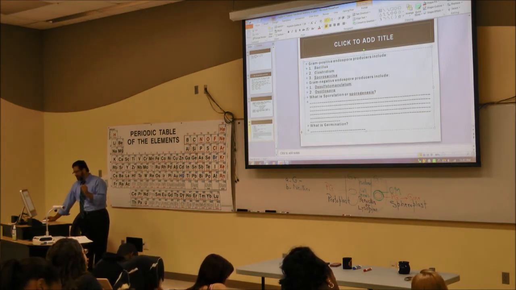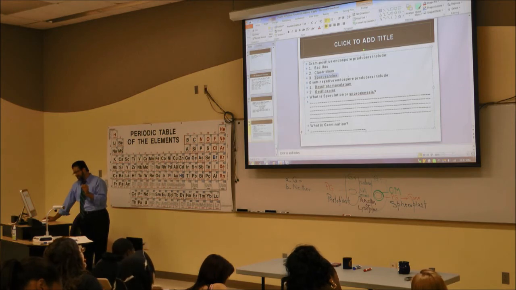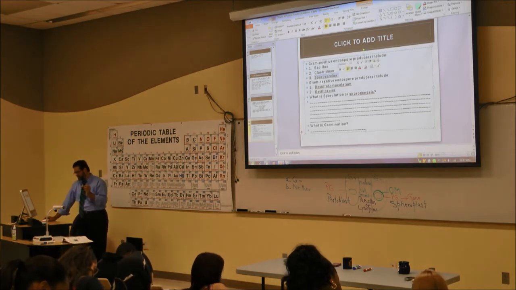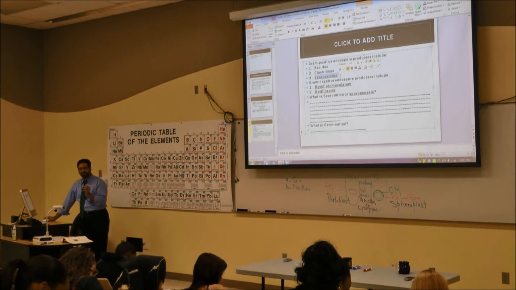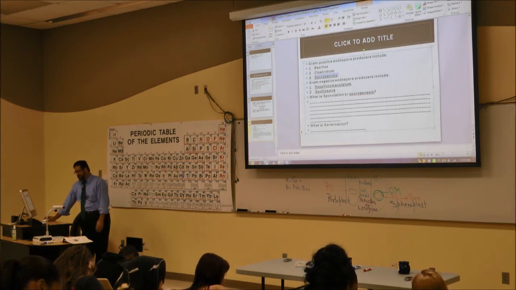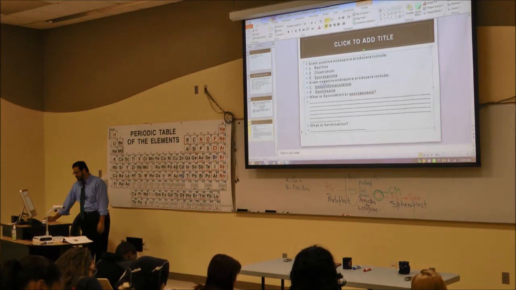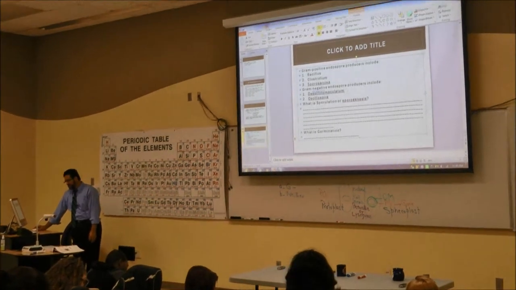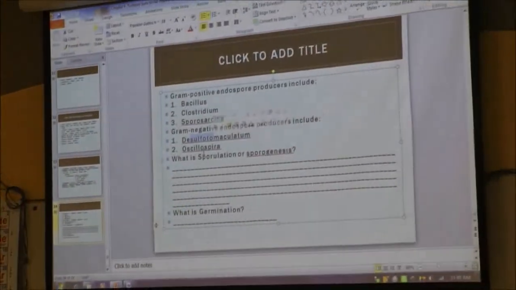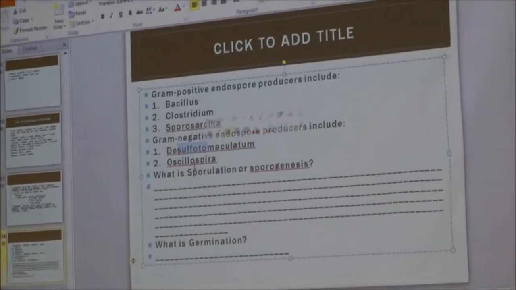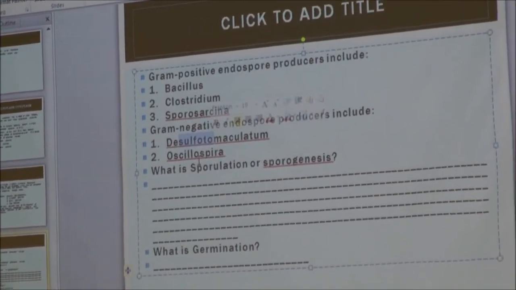This one, I believe, is non-pathogenic. I have not heard of any disease this one causes, but it is also gram-positive. Sporosarcina. So these are three gram-positive, two gram-negative. Desulfotomaculum. Say it ten times faster, right? Desulfotomaculum, gram-negative, and Oscillospira. These are the only five bacteria that can make endospores, none of the others.